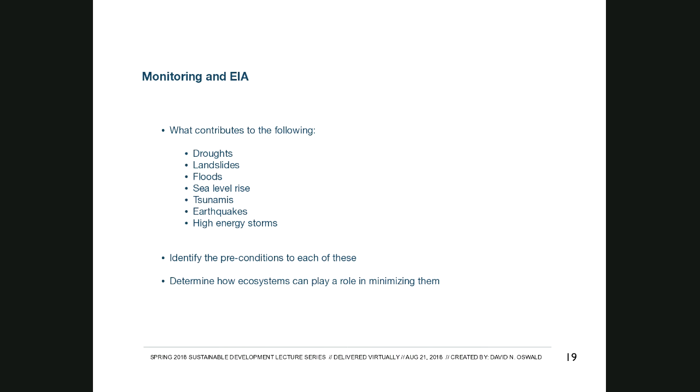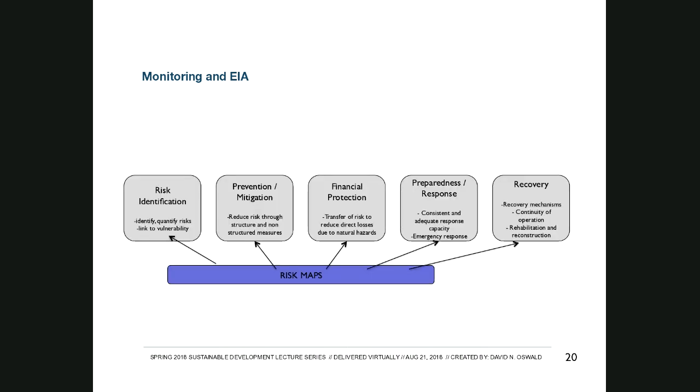So we need to identify the preconditions and determine how ecosystems can play a role in minimizing them, but we need a framework. This is a framework I think we talked about before in the context of agriculture, but the same thing applies to forest fire management, right? We have risk mapping or risk prediction as the tool. And along with that we have risk identification: first and foremost, identify and quantify the risks and link them to vulnerability.